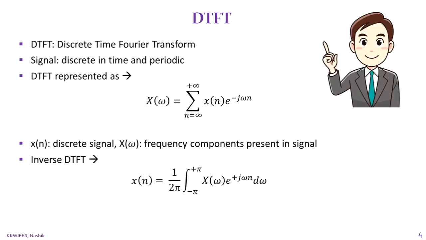So DTFT stands for discrete time Fourier transform, in which the signal is discrete in time and periodic. DTFT can be represented as X of omega, which is equal to summation from minus infinity to infinity x of n, your input sequence, into e to the power minus j omega n, where x of n is a discrete input signal and X of omega, that is the output, is the frequency component present in the signal. Inverse of this DTFT can be given as x of n. That means you are going to get x of n, that is the input signal, from X of omega.